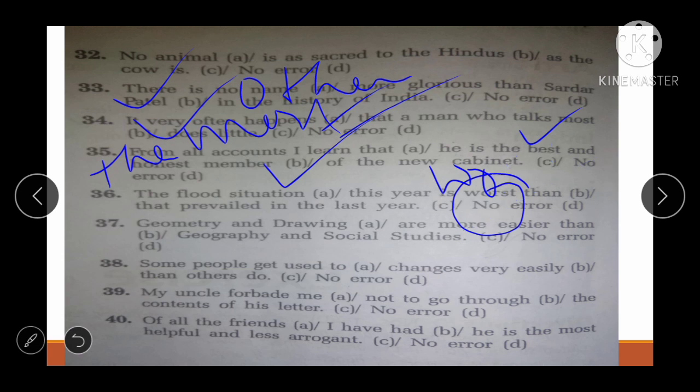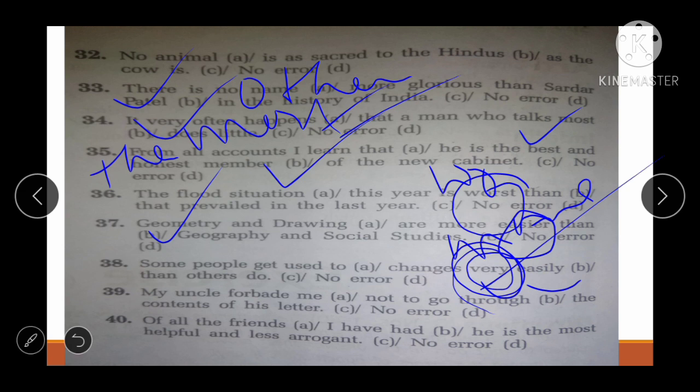No error. See friend, you have to find the error. So geometry and drawing are easier, not more easier, right? Are easier. Okay, so the error is in the B part. All right. Next one is: Some people get used to change very easily than others do. See friend, here you have to replace very. Okay, you have to replace very. Not very easily, more easily. All right, more easily.